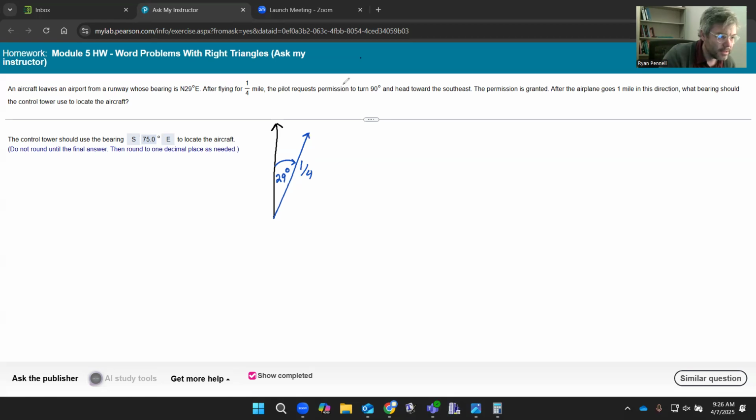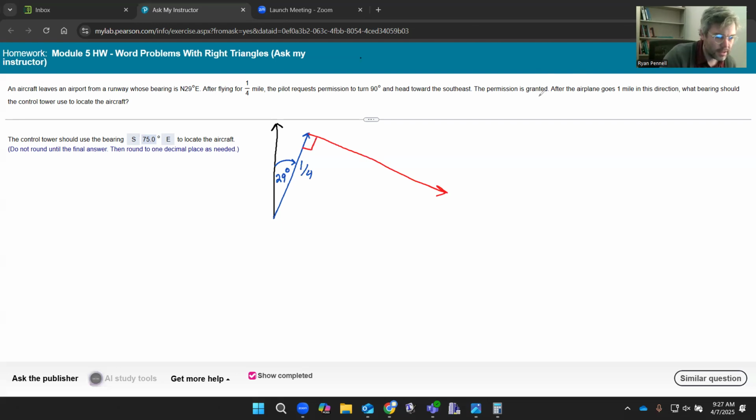And then it says that they turn 90 degrees to request permission. We don't really need that. They go 90 degrees and they do that for 1 mile. So I'm going to change colors and it's going to be just a big old turn right there. And that's 90 degrees from there. Okay. So it looks like this angle here is 90 degrees.